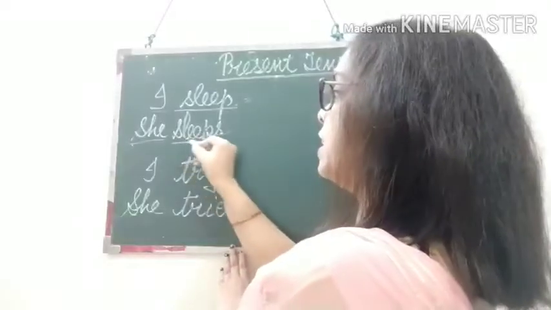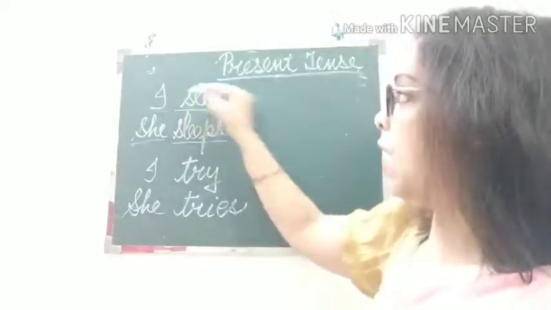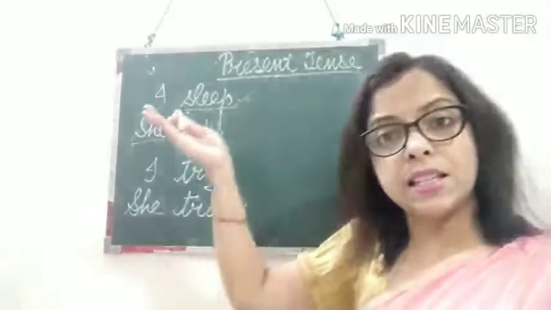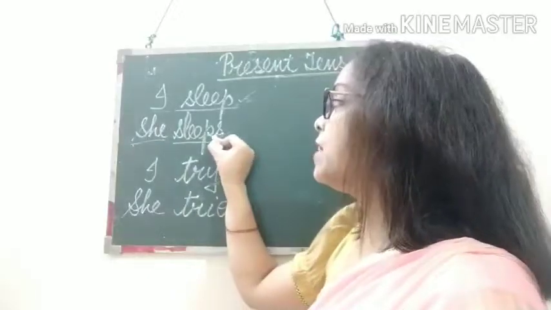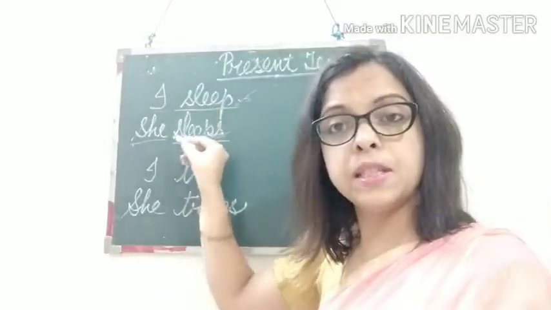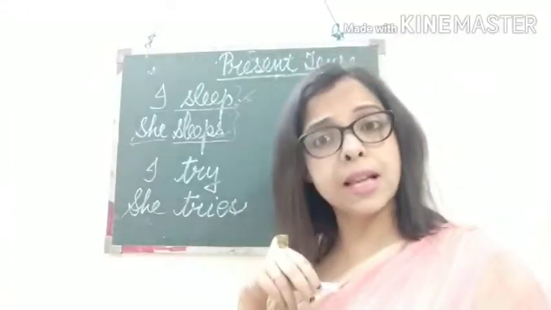She sleeps. So here we see that with I we have used the word as it is, there is no change in the verb. With she we have added s to the verb. Now sleep becomes sleeps. So these both are in the present tense.